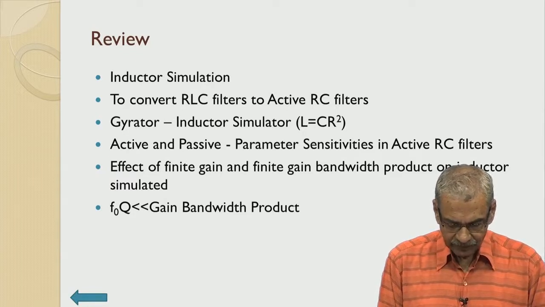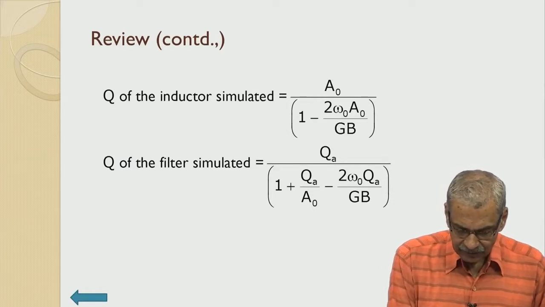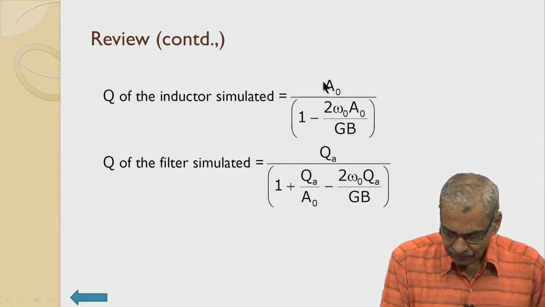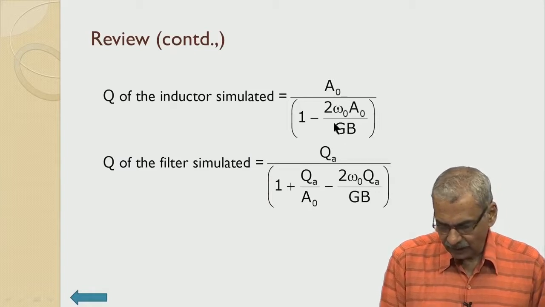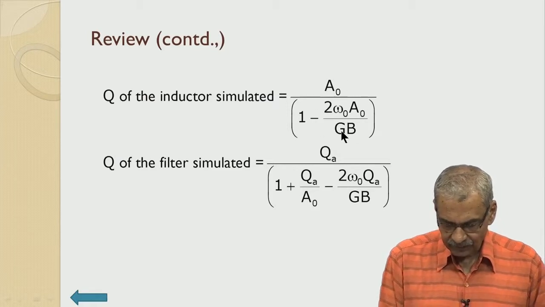Now, from that, a criterion for design of a filter arose, wherein F naught of the filter times Q, where F naught is the normalizing frequency, should be much less than the gain bandwidth product of the active device. This is what we had shown in the last class. Today, we will continue after we indicate that the Q of the inductor simulated depends upon the DC gain A naught of the op amp and GB of the op amp in this fashion. So, A naught is the Q of the inductor if GB is infinity, and if A naught and GB both are finite, then that is the variation in Q.